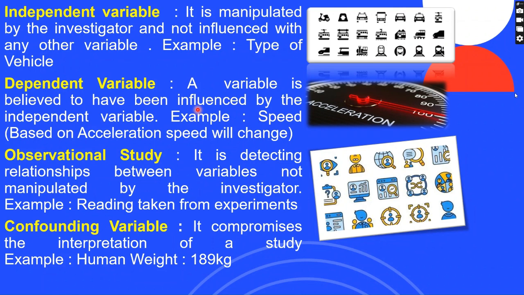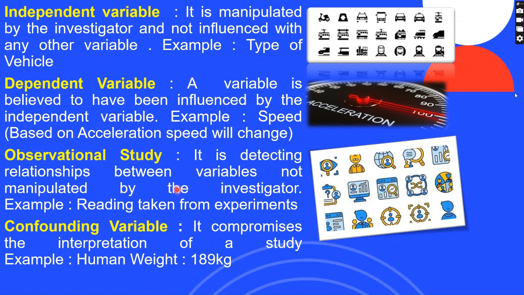For example, whoever has the height can jump more. So the jumping height can be described by the height the particular person has, that has influence. That is called a dependent variable.